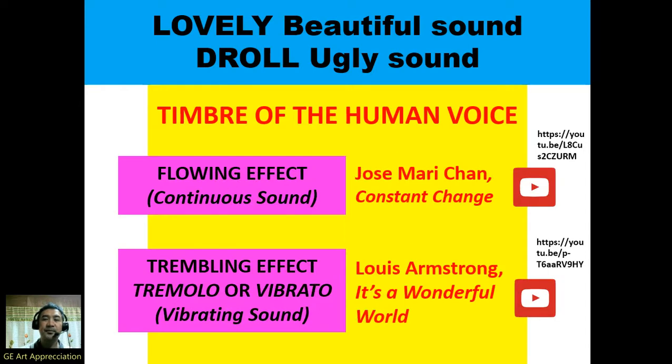Okay, then let's proceed to the sound. If the sound is beautiful, then we call it lovely. But if the sound is ugly, we call it droll. Okay, let's have the timbre of the human voice. So again, you can watch the video or you can listen to the music by Jose Marichan, The Constant Change. All the videos are actually uploaded on the Google Classroom, so you can just watch it.